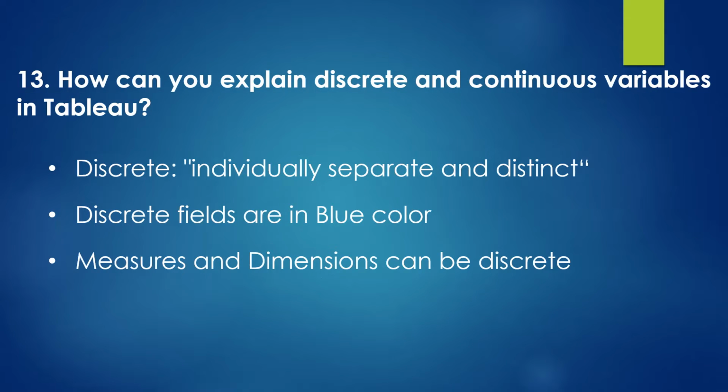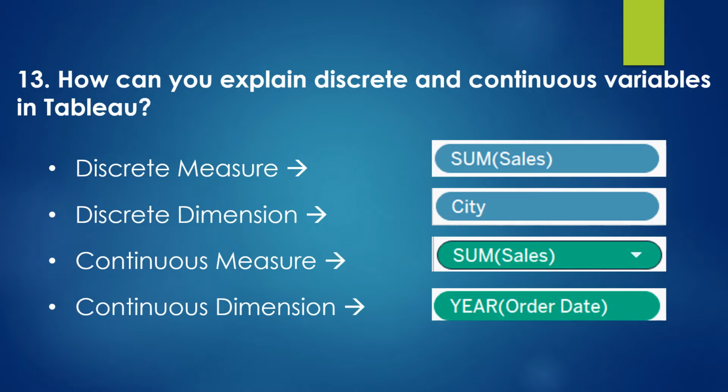Whereas discrete fields are individually separated and distinct, and they are presented in blue color, and both measures and dimensions can be discrete. As you can see here, the discrete measure is presented in blue. We have sum of sales. The discrete dimension is also presented in blue, for example, city. The continuous measure, sum of sales, is represented in green. And for the continuous dimension, we have the year, and it is represented in green.